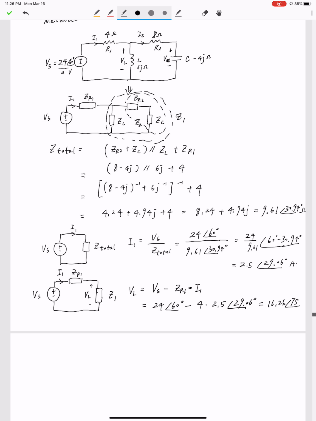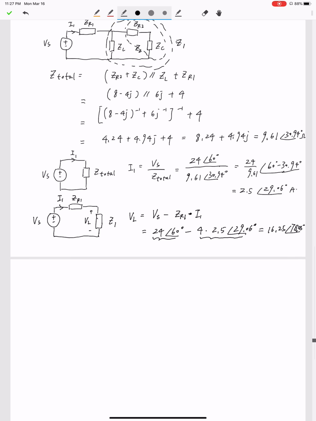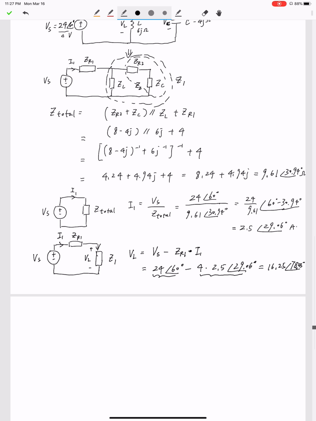16.25∠78.43 degrees. And to do that, you need to convert these polar forms into rectangular forms and sum real parts together and sum imaginary parts together. Right? You can either represent the result in the polar form or in the rectangular form. Here I represent the result in the polar form. And after you have VL, we can find the current on Z1. Let's name the current on Z1 IL.